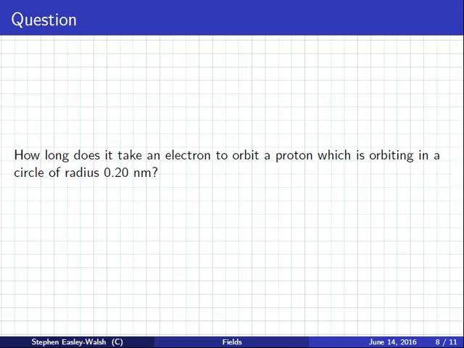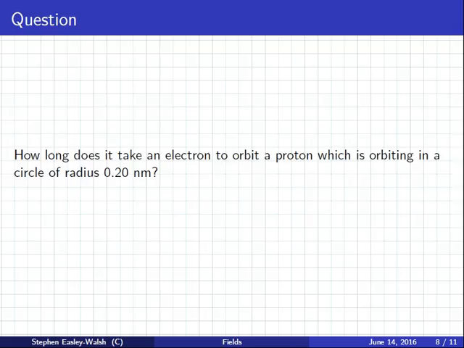So I got the force. What is it? 5.76 times 10 to the power minus 9. Yeah, and divide that by the mass of the electron. That's the A. A equals V squared over R.